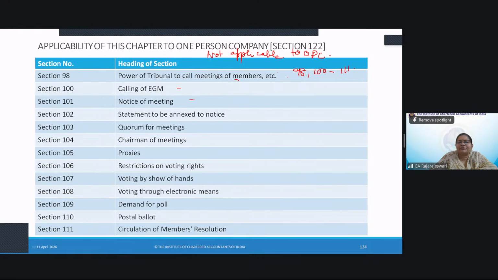Notice of the meeting should be given, then an explanatory statement attached to the notice, then quorum is not applicable, then there should be a chairman of the meeting, then proxy should have to be appointed, or proxy form and proxy member. Proxy is the person, if he is not able to attend, he is appointing another person to attend the meeting.